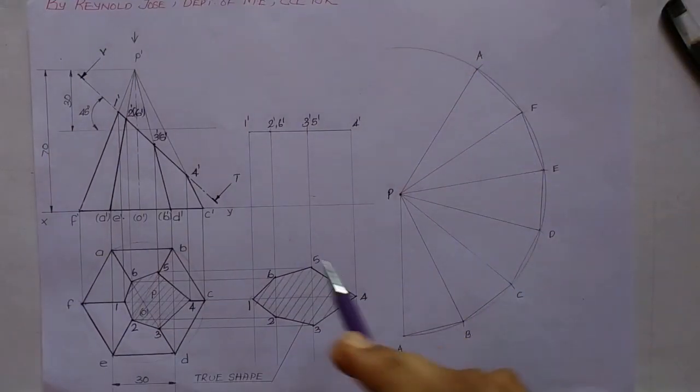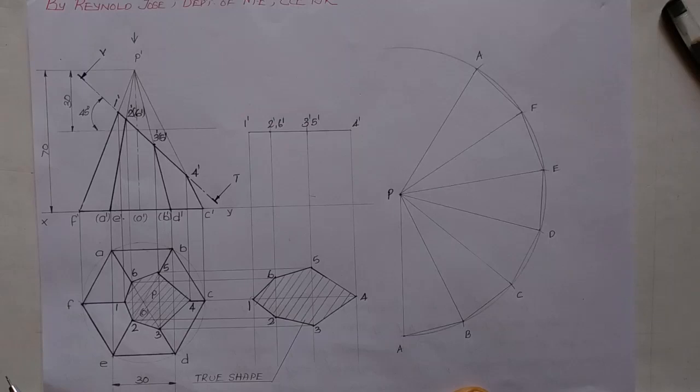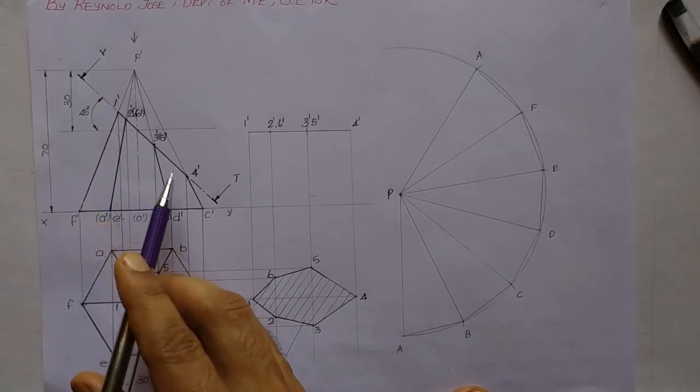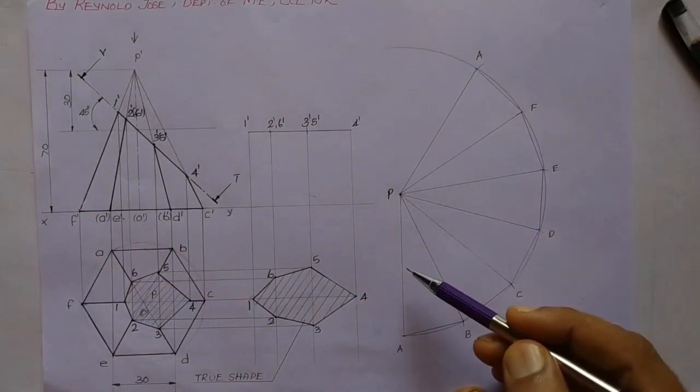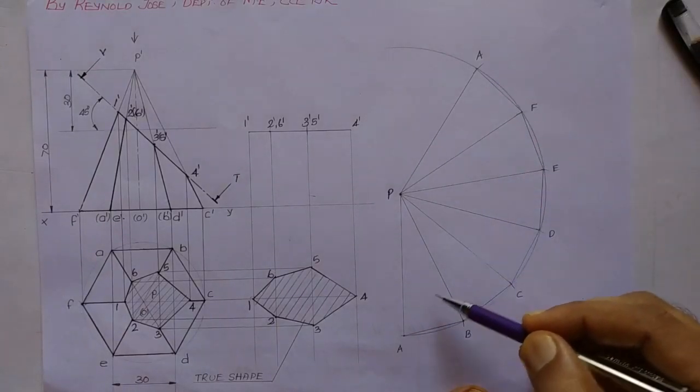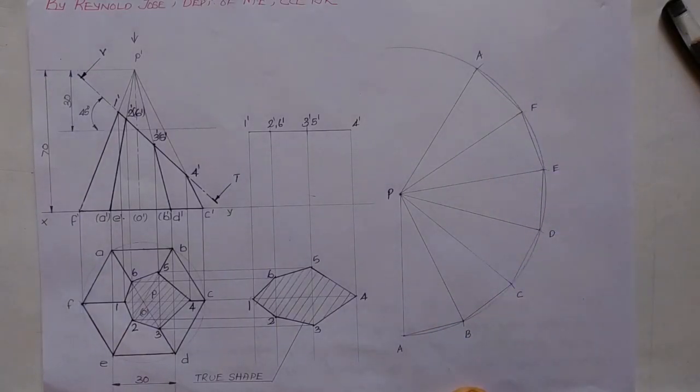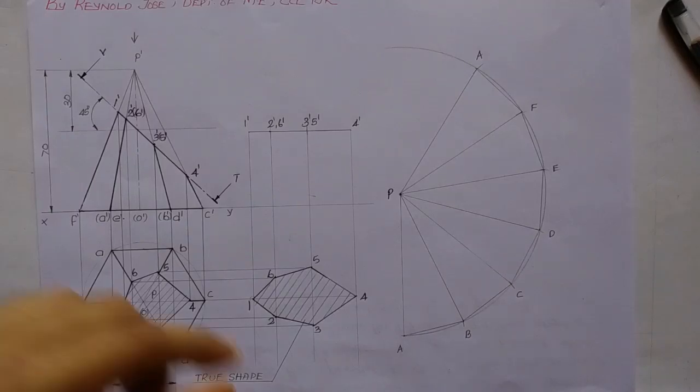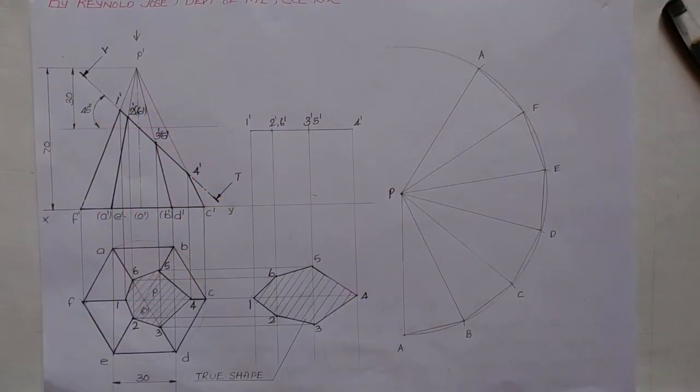This is the development of the lateral surface of this pyramid. Now we have to transfer 1 dash, 2 dash, 3 dash, 4 dash, etc. to this development. Then only we will be able to draw the remaining portion after the sectioning process. As we know, all the lines along this development will be having their true length. So a transfer of true length to true length is only possible here.